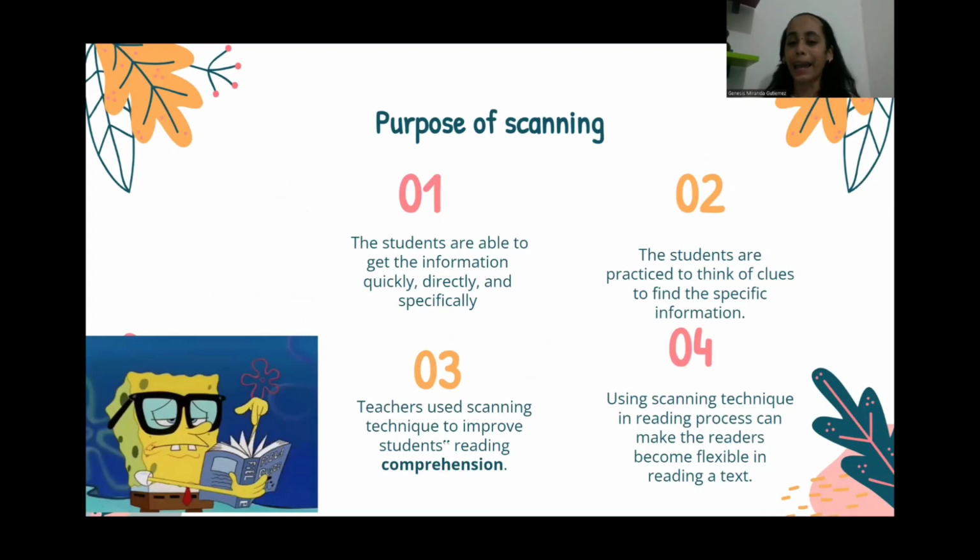the students are able to get the information quickly, directly, and specifically. Since scanning is looking for specific information, they are capable of doing that. The students practice thinking of clues to find specific information. So they are capable of seeing different clues to find the answer. If it is in the first paragraph or in the second, if there is a date or an A. So they use the clue to find the information.